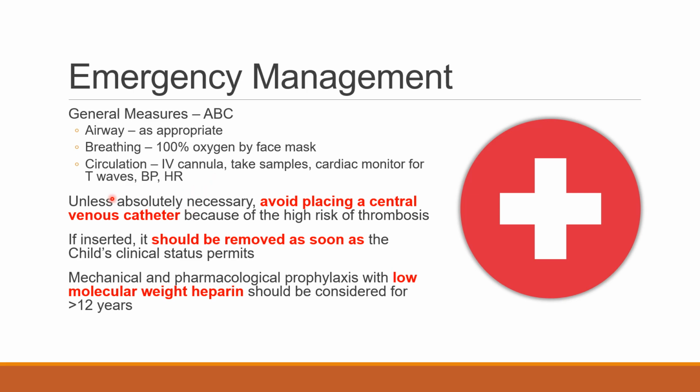It is very important that, unless absolutely necessary, we avoid placing a central venous catheter because of the high risk of thrombosis in the presence of a hyperosmolar hyperglycemic state, as I have told before. If at all it is inserted, it should be removed as soon as the child's clinical status permits and the child does not need the central venous catheter anymore. Thirdly, if the central venous catheter needs to be kept for a longer duration, we should always consider mechanical and pharmacological prophylaxis with low molecular weight heparin, especially for children more than 12 years of age.